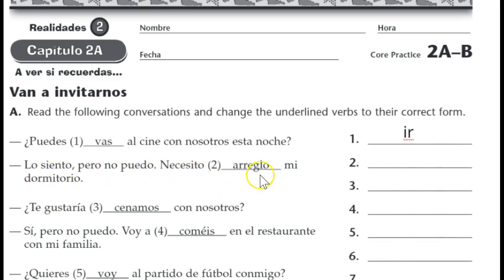Necesito, I need to clean up my room, right? I need to straighten my room out. Well, you're not going to say arreglo, right? You need another infinitive here. Necesito arreglar.